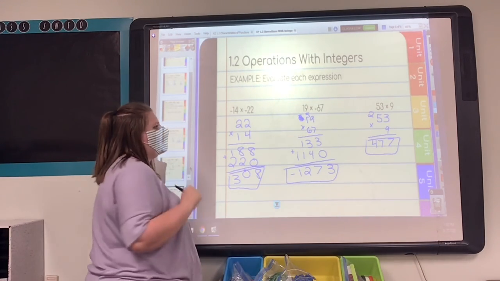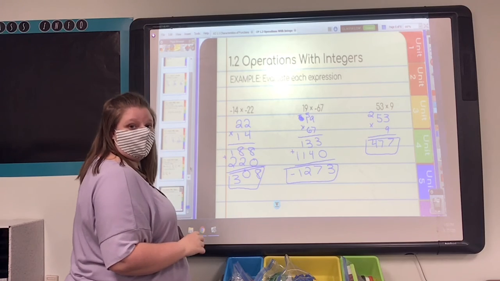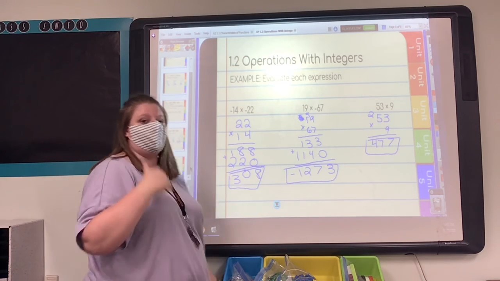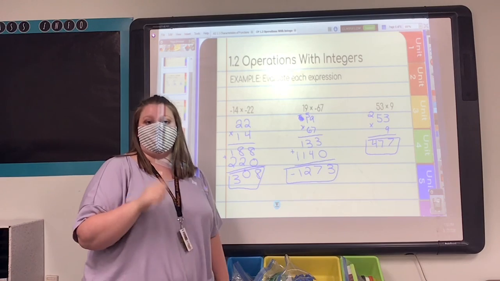All right, that is operations with integers, negative and positive numbers.